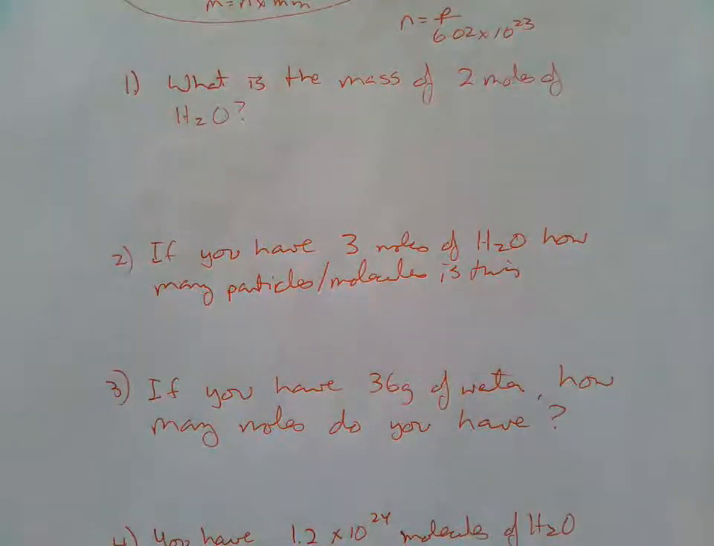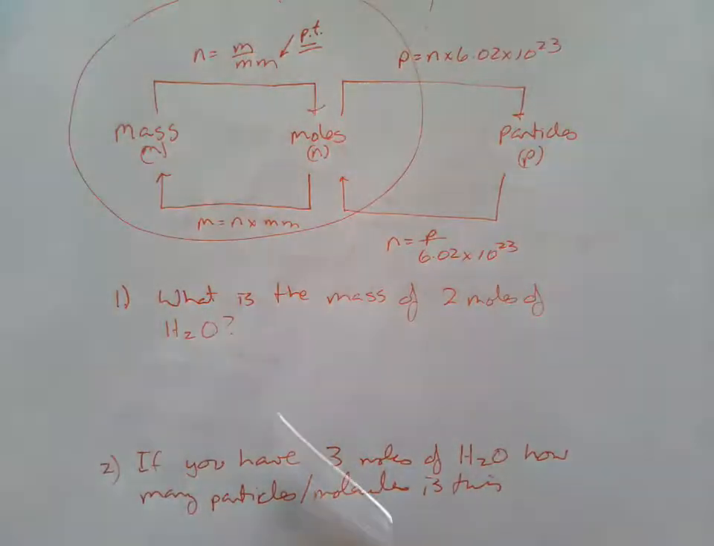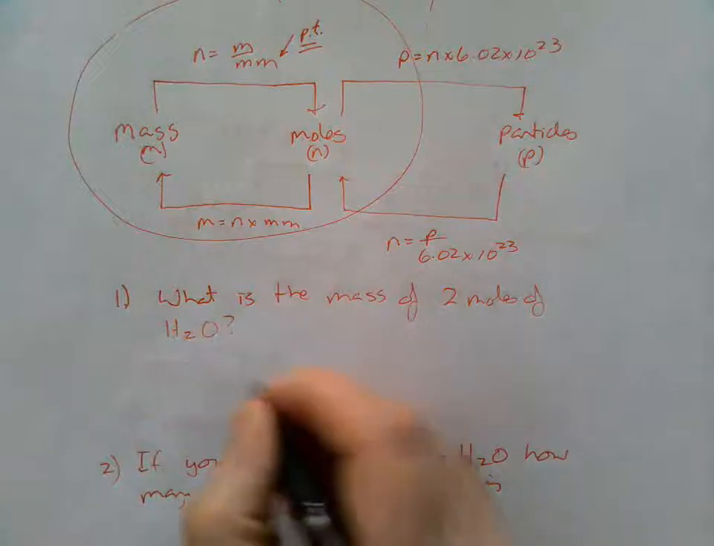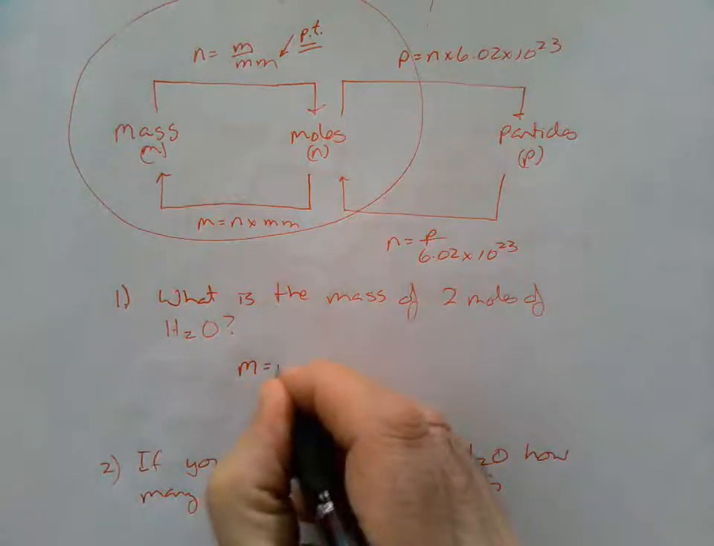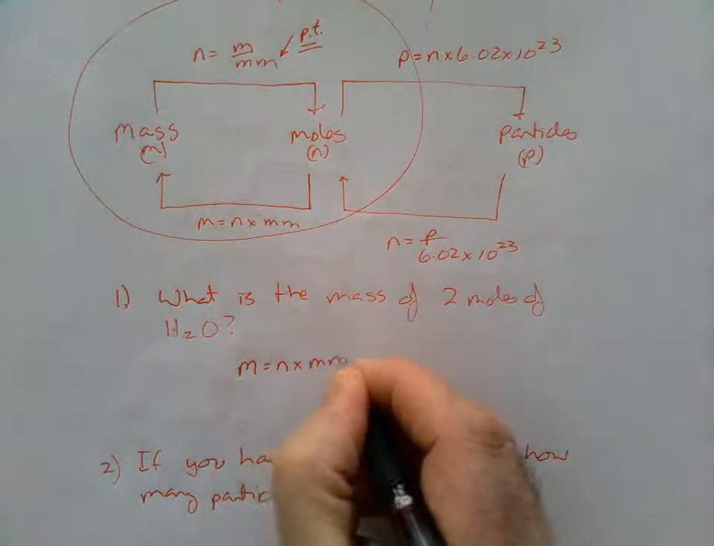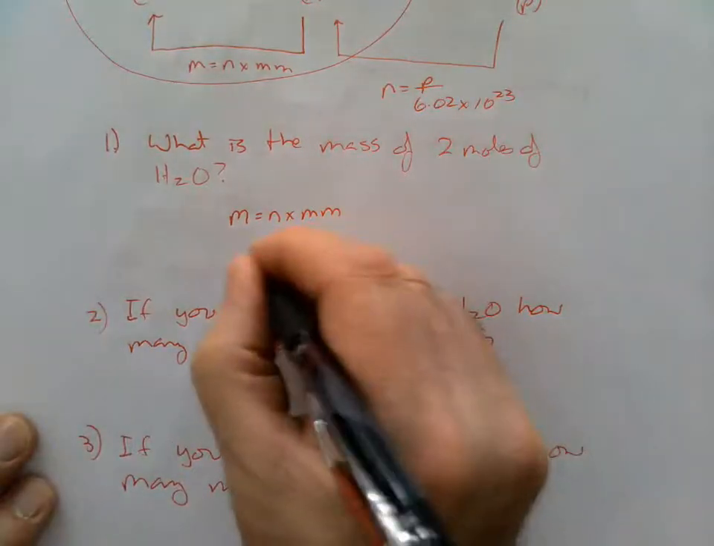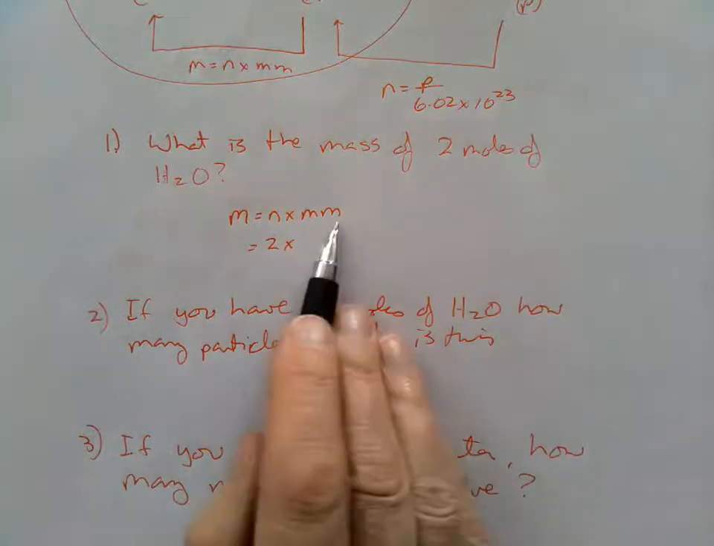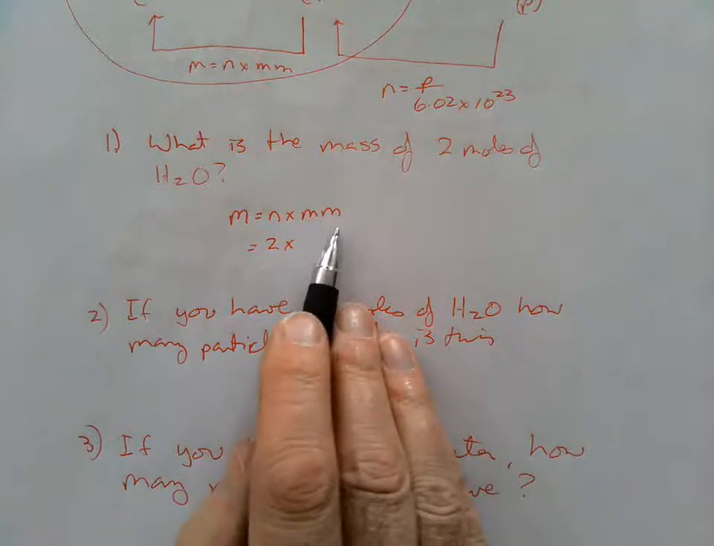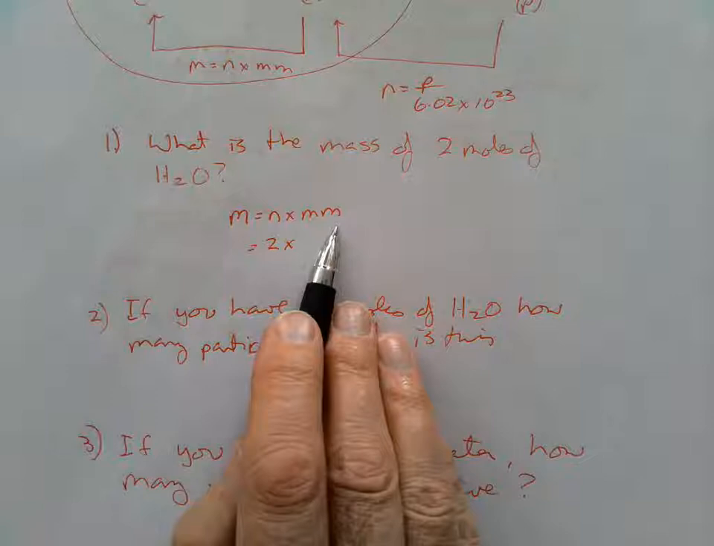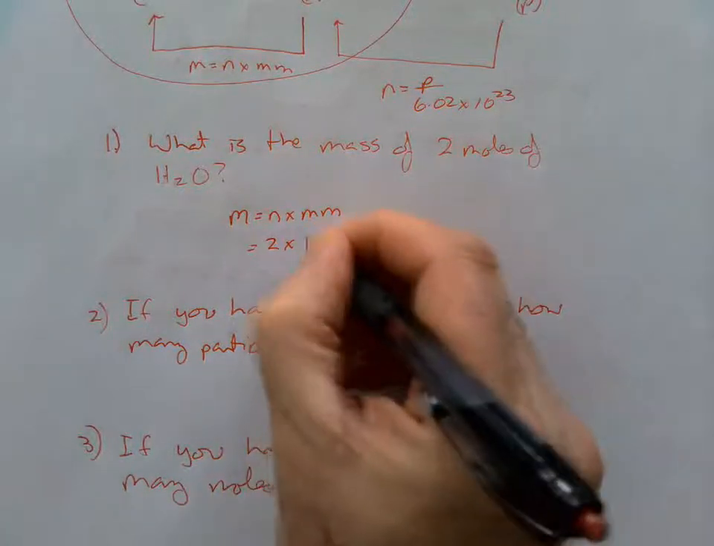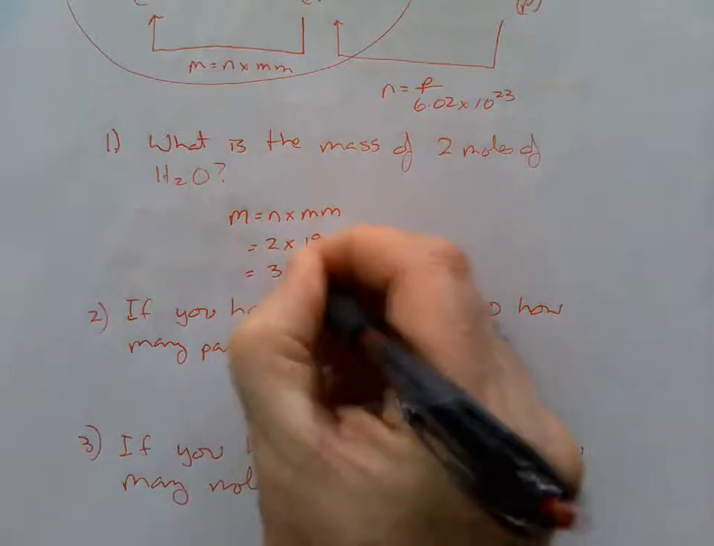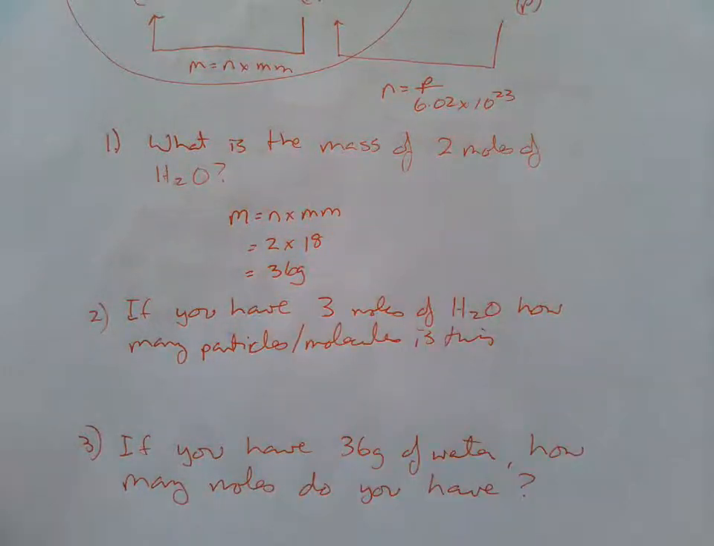What is the mass of 2 moles of H2O? So what I do is I go up here and I look for my formula that has mass in it. There's mass equals moles times molar mass. If I have 2 moles of H2O, it's 2. How do I find the molar mass? I go to my periodic table, I look up hydrogen, there's 2 of them, 1 each, and oxygen 16, that's 18. Mass is in grams, that's 36 grams.